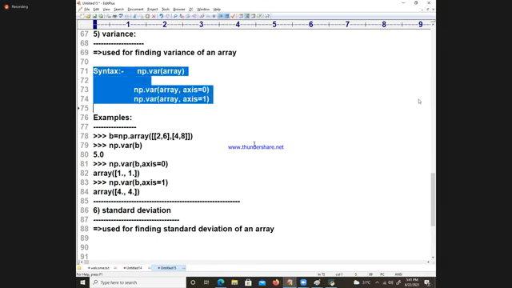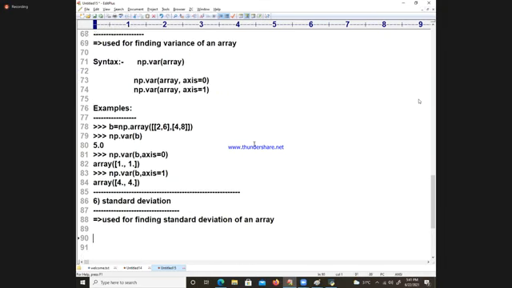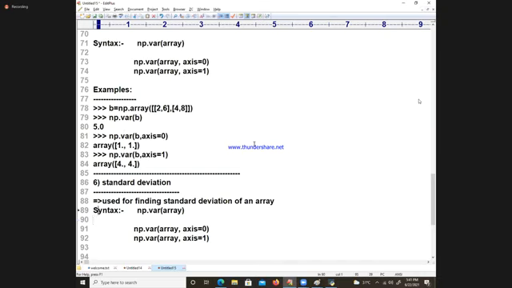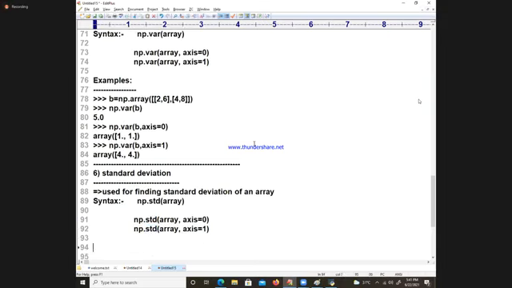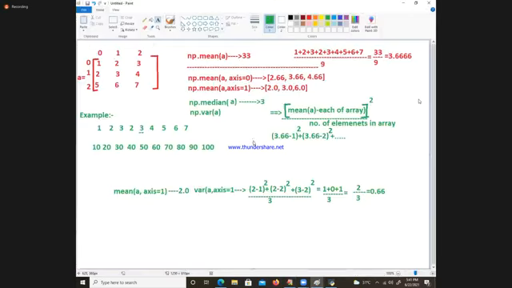Syntax is what? Function name and then syntax. Easy. I will write syntax. STD is the function name. Done. Example, if I go for it.